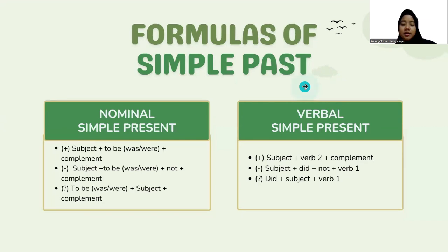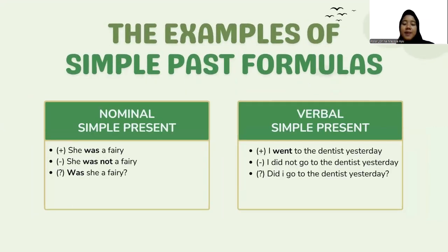Let's talk about examples of the simple past formula. For the nominal, we have she was a very as the positive form. And for the negative form, we have she was not a very. And for the interrogative, we have was she a very. Now for the verbal simple past tense form. For the positive, we have I went to the dentist yesterday.